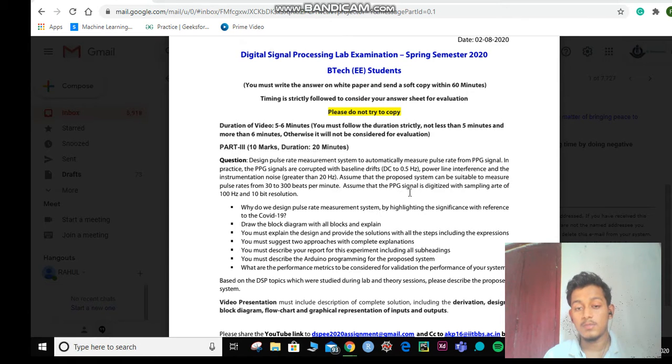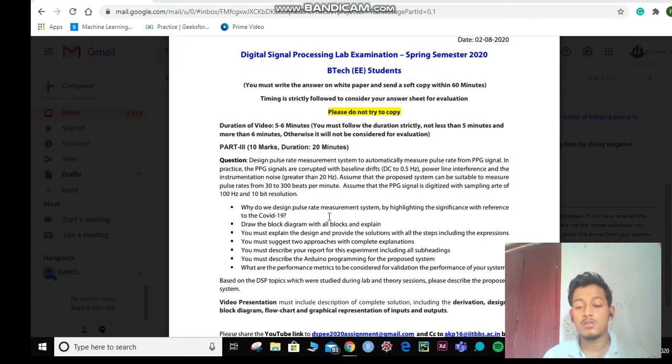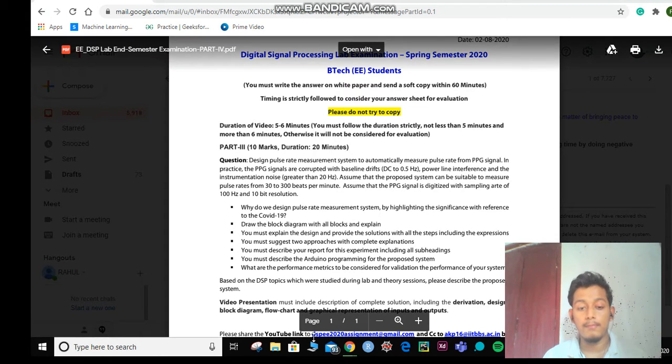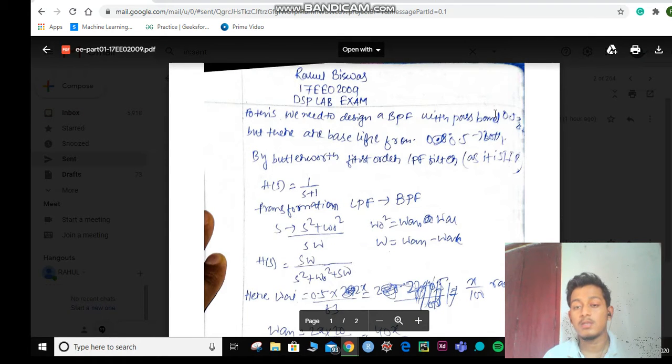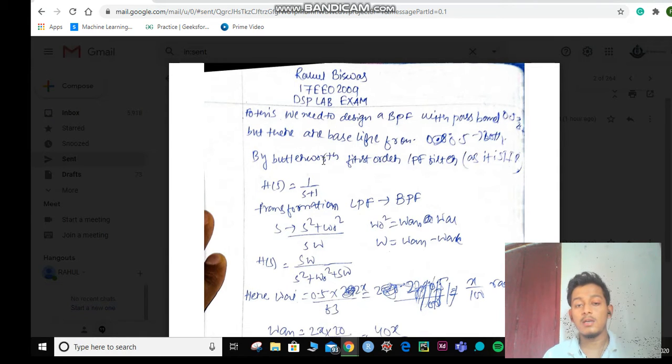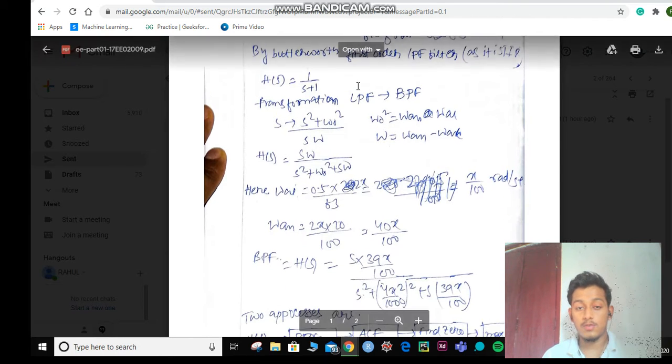Assume that the PPG signal is digitized with a sampling rate of 100 Hz and 10 bit resolution. So here fs is equal to 100 Hz, and we have to design a band pass filter with the two corner frequencies 0.5 to 20 Hz. So here the baseline is 0.5 Hz. So we have to design a Butterworth filter.